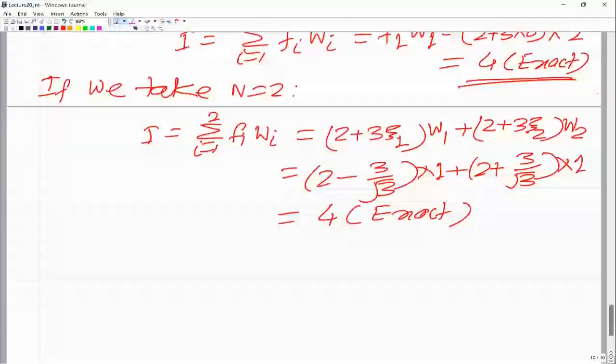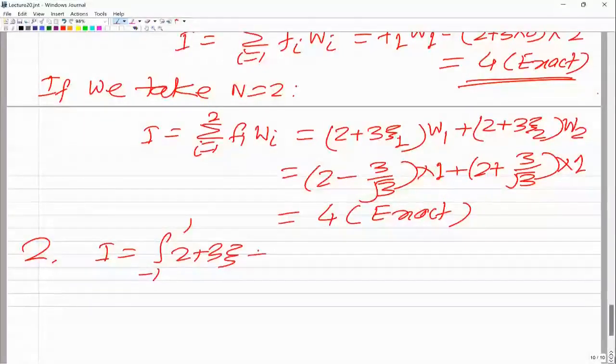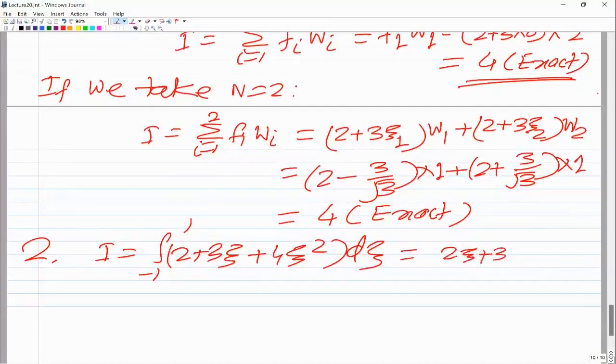Now let me take a second example. It's the same thing, just modified. Let us say we want to evaluate this integral I, from -1 to +1 of 2 plus 3 xi plus, let us say, 4 xi square, d xi. I'm adding one more term. Now if you want to evaluate this integral exactly, you can do that. The first term would be 2 xi, plus 3 xi square by 2, and the third term would be 4 xi cube by 3, and then you put the limits.